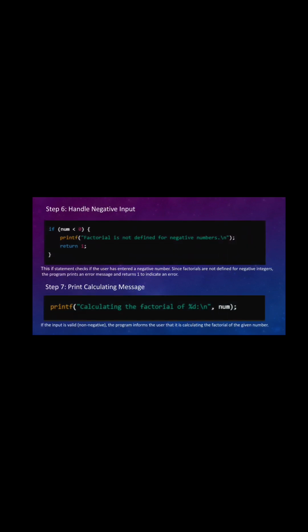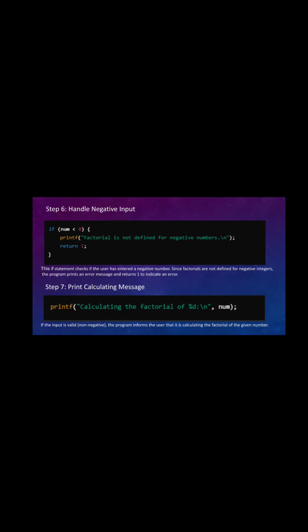Step 6: handle negative input. This if statement checks if the user has entered a negative number. Since factorials are not defined for negative integers, the program prints an error message and returns 1 to indicate the error.